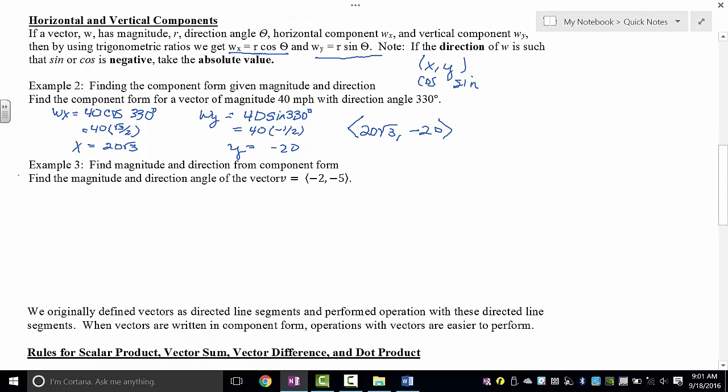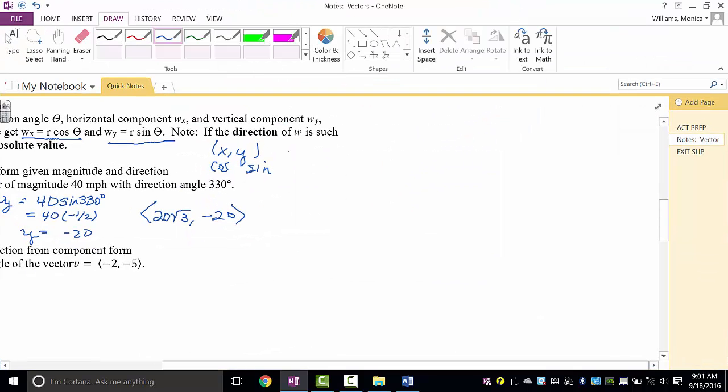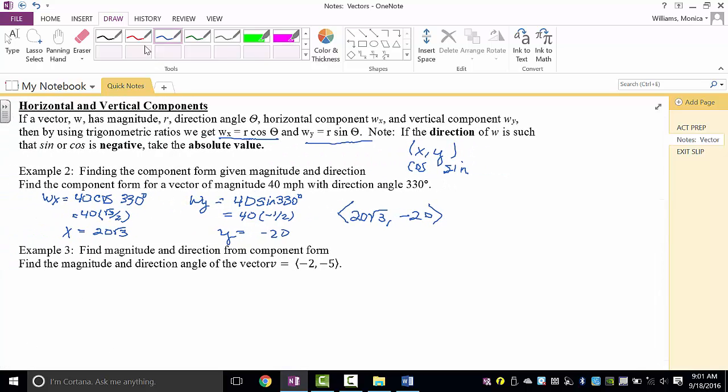Find the magnitude and direction when you have the component form. Again, the component form is your ordered pair, your x and y. So we are going to go in reverse and find the magnitude and direction angle. We have the formula at the top of the paper to find the magnitude, which is the square root of x squared plus y squared.